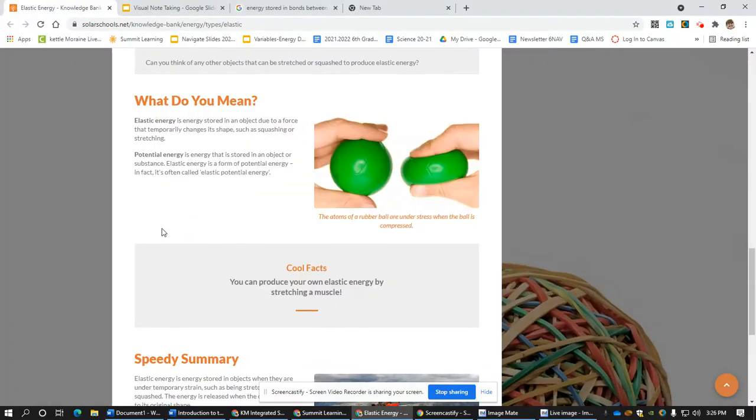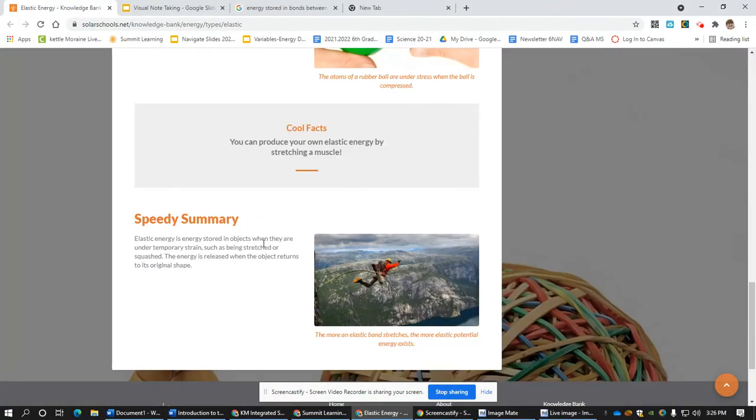So I'm going to continue on and I'm going to take a look. And this article, luckily, has a nice summary for myself. It might not always have a summary. And this is where it's easy to go back and look at your notes and say, oh, yeah, I mentioned this example, and I can now come up with a summary. This one did a nice job including a summary. It says elastic energy is energy stored in objects when they are under temporary strain.